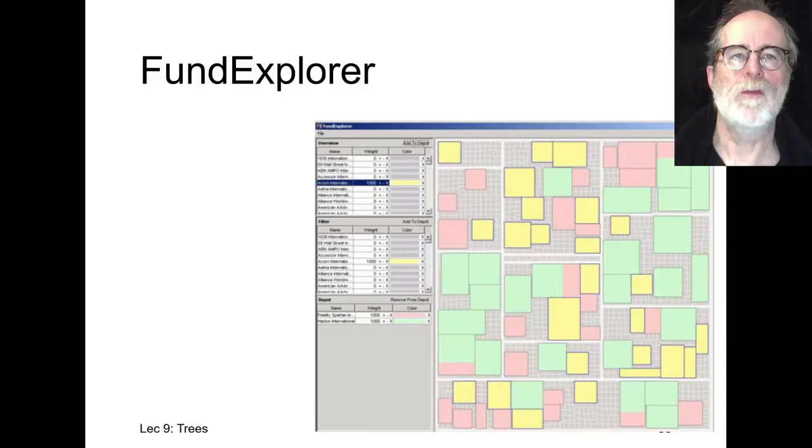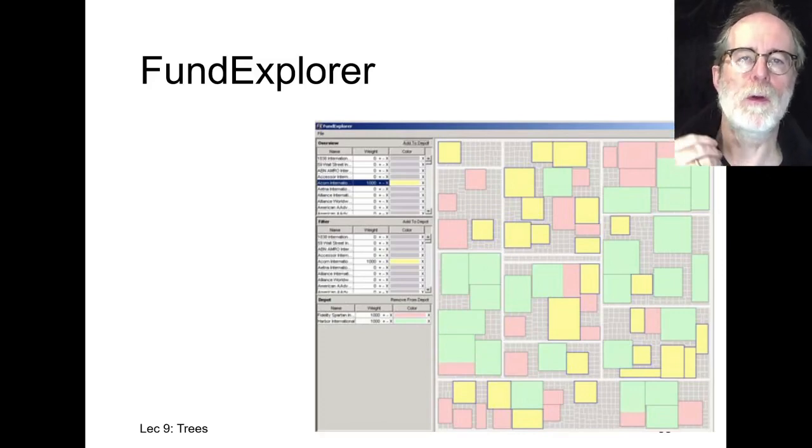Okay, so that was FundExplorer. The basic idea there, once again, is to show non-zero size rectangles so you can pick them. And of course, this is driven by the idea that you need something to be able to select. And of course, visual selection is what we're doing all the time.